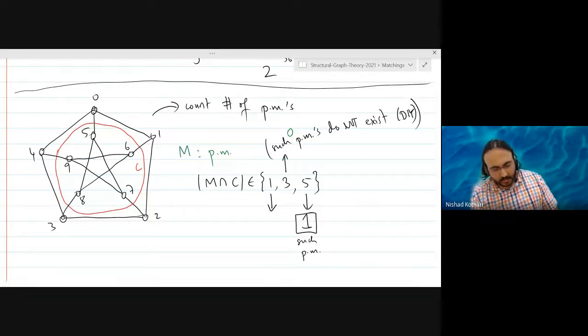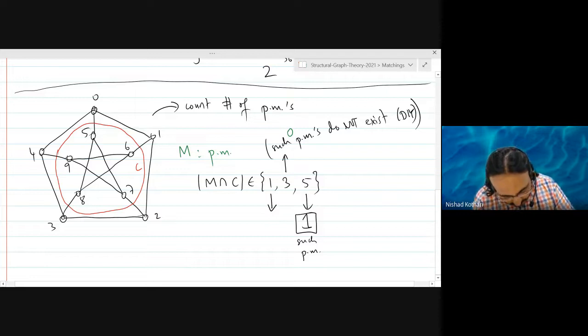So now let's suppose we are looking at a perfect matching which uses exactly one of these five edges. And because this graph is so symmetric, as you can see from the drawing, it doesn't really matter which of the five edges I choose. So let me choose the top edge.